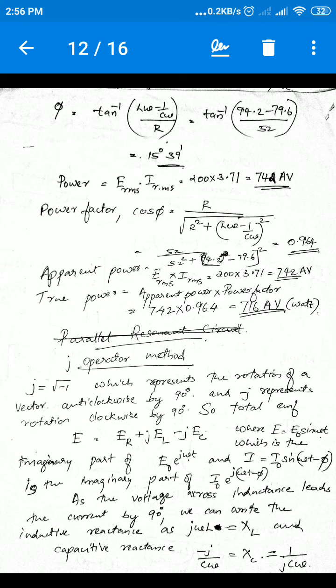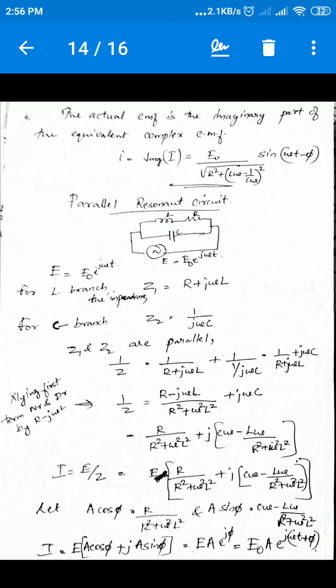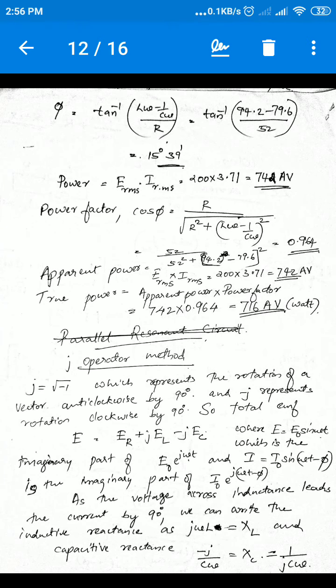So the current flowing through the LCR circuit is I0 sin omega t minus phi, the actual current, where I0 is E0 by root of R square plus L omega minus 1 by C omega whole square. And what is the voltage in this LCR circuit? The total voltage across the LCR circuit is E equal to E0 sin omega t minus phi.